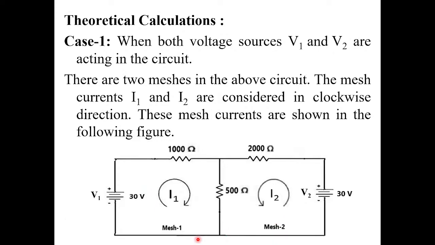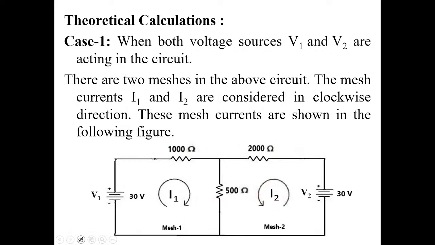So what is our first case? The first case is when both the sources are present. Now here I'm going to concentrate on this 500 ohms resistor. See, what is the current in 1000 ohms? I1 current. What is the current in 2000 ohms? I2 current. What about the current in 500 ohms?